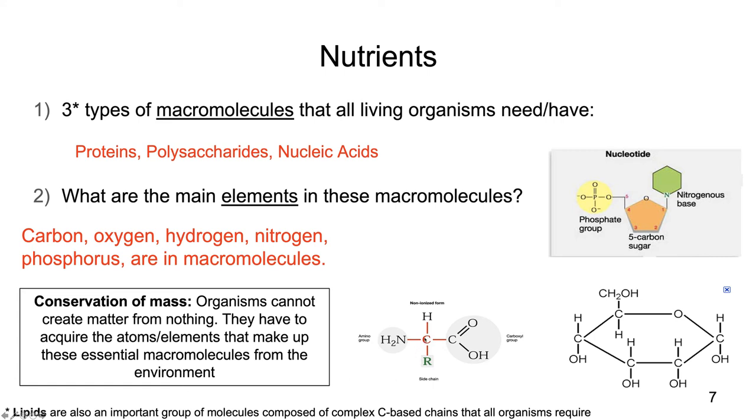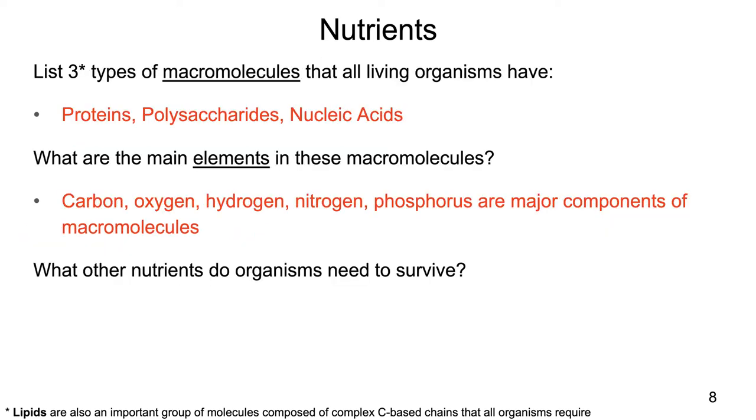So they can't just make up these carbon atoms from nowhere. They have to get those carbon atoms from somewhere in the environment. Same thing with the oxygens and hydrogens, nitrogens, and phosphoruses. And so this is the reason why organisms need nutrients, because we've got to get those individual atoms that make up these important essential macromolecules from the environment. And those are the sort of nutrients that we need to acquire.